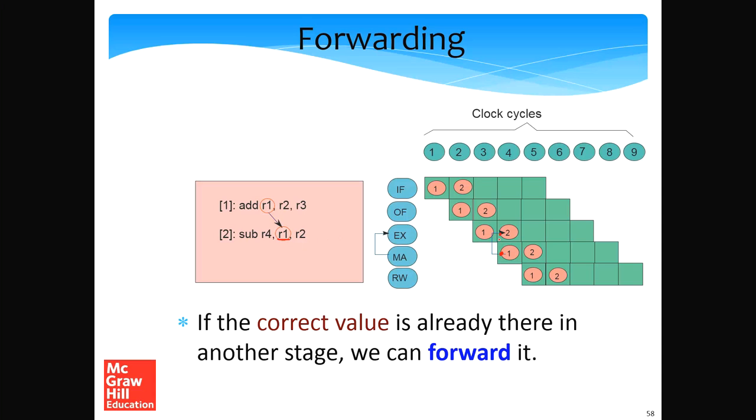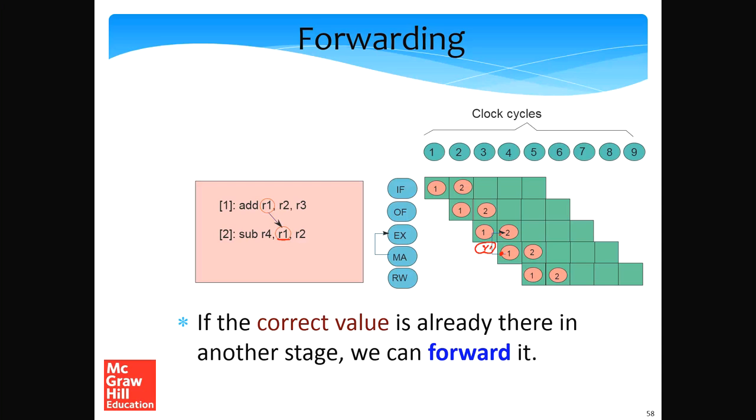So since the need is there as well as the value is there, all that we need to do is connect the EX and MA stages with a wire and forward the value of R1 from the MA stage, where instruction 1 is, to the EX stage, where instruction 2 is and needs the value of R1. This method is called forwarding. This will work. It will not cause any correctness problems in our pipeline. And it will also avoid 3 stalls. It will also avoid 3 bubbles, right?